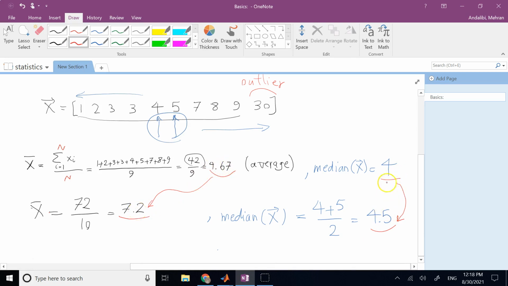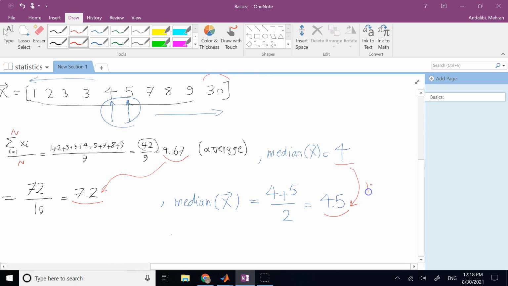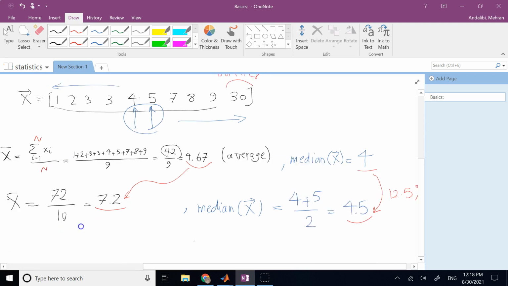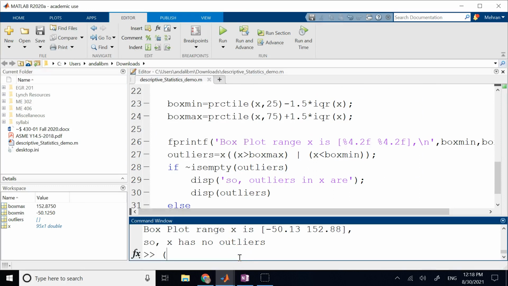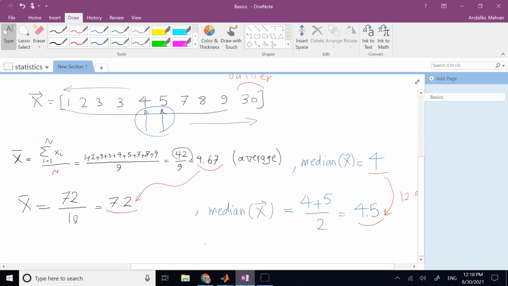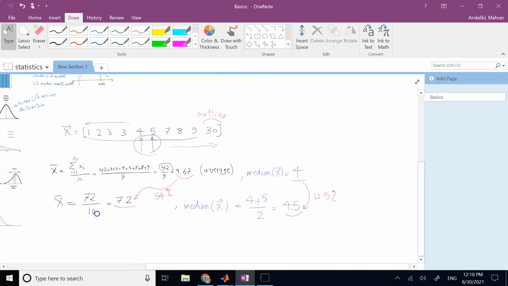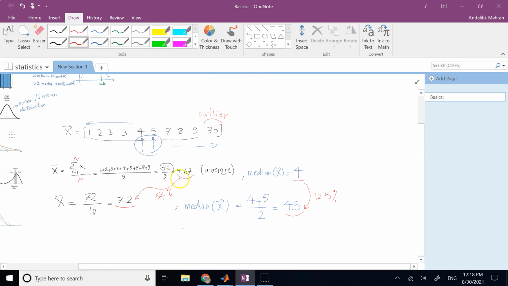So this is a what? This is 1/8. This is like a 12.5% increase with the outlier. While here with the average, if I calculate it, this is going to be 7.2 minus 4.67 divided by 4.67. It is a 54% increase. So you see, adding a single outlier can affect the average a lot more than it can affect the median.